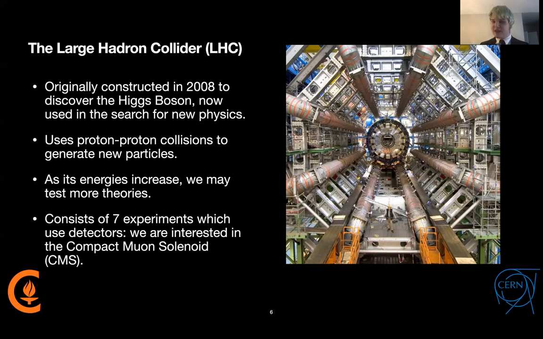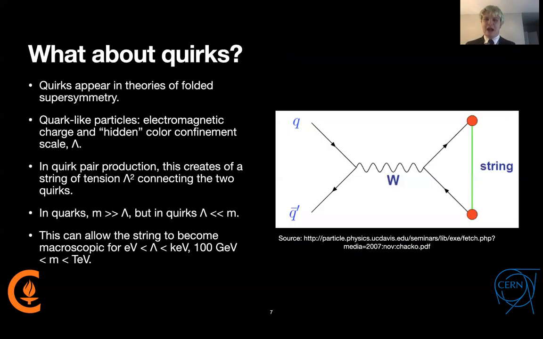Additionally, as the energy of the LHC increases, the possible range of new physics the LHC can test also increases. Within the LHC, there are 7 experiments that use detectors. In our project, we focused on the Compact Muon Solenoid. But how do quirks fit into this? Quirks appear in one extension of the standard model, known as folded supersymmetry. This means the discovery of quirks would mark important new physics being found that can help complete the standard model.